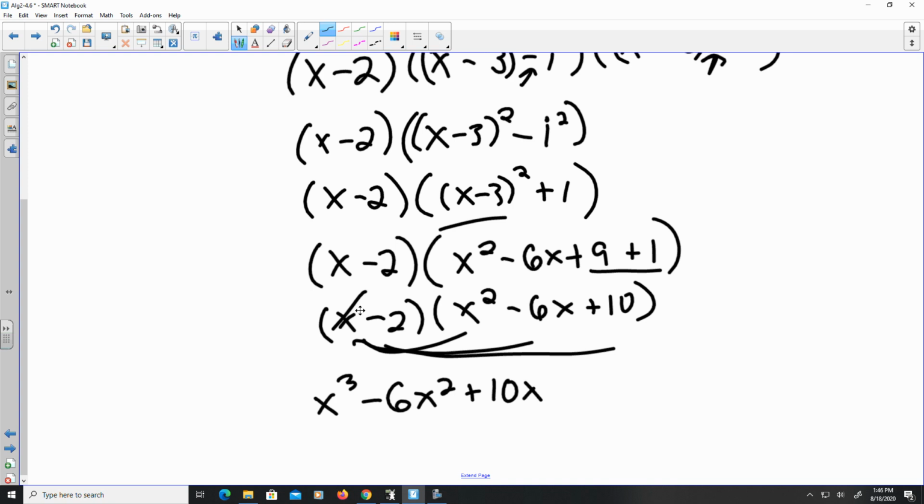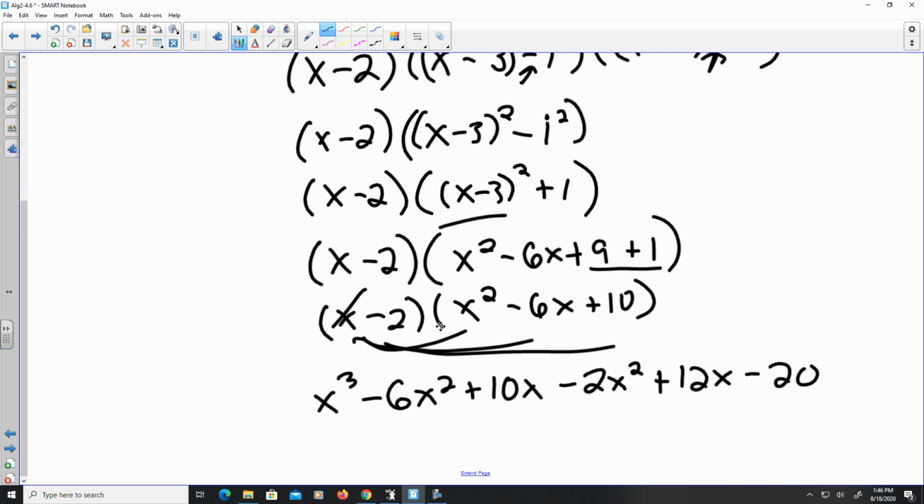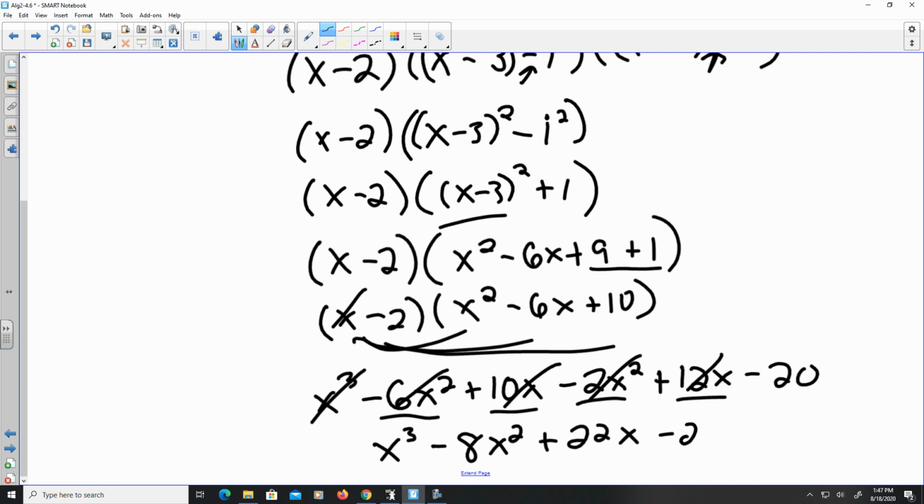Cross that out. I got minus 2x squared plus 12x minus 20. And then it's just a matter of combining like terms. So the x cubed remains the same, no change. Here and here with x squared, so it's minus 8x squared. Cross it out, cross it out. With x to the first would be plus 22x and minus 20.